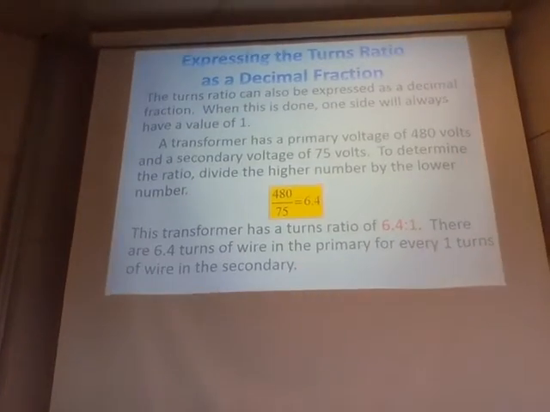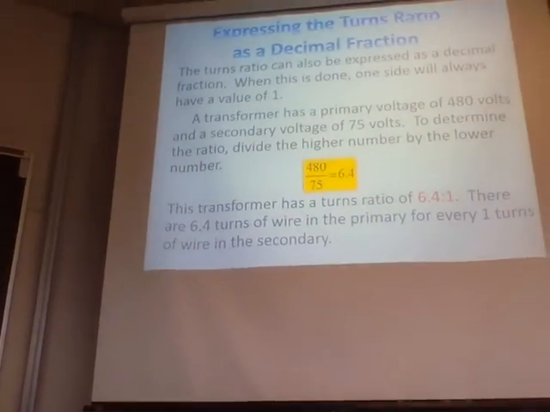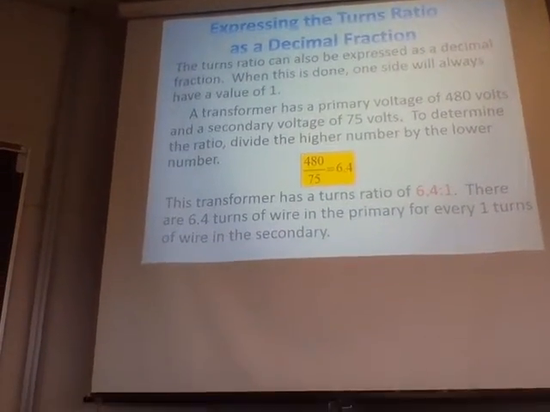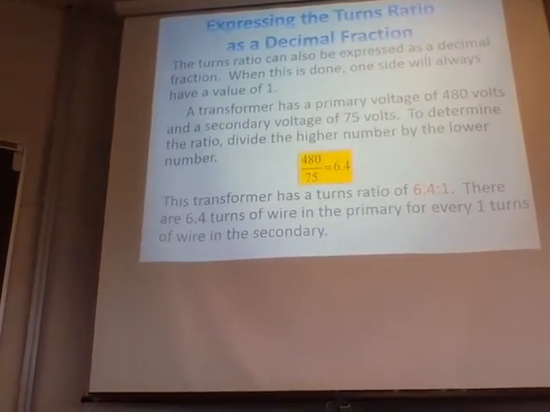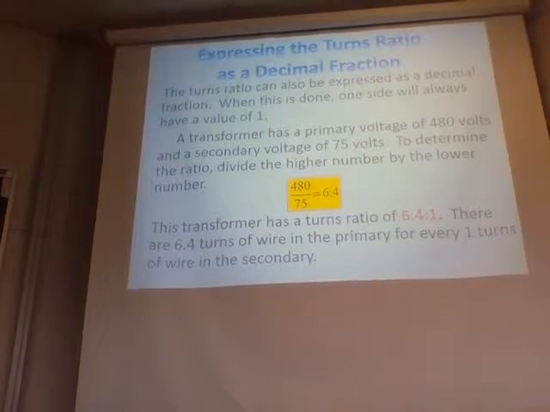The transformer has a primary voltage of 480 volts and a secondary voltage of 75 volts. To determine the ratio, divide the higher number by the lower number. So you end up with 6.4. So the transformer has a turns ratio of 6.4 to 1. There are 6.4 turns of wire in the primary for every 1 turn of wire in the secondary.